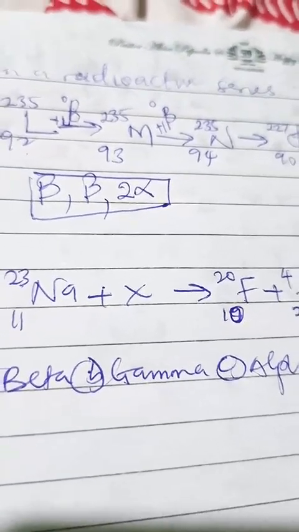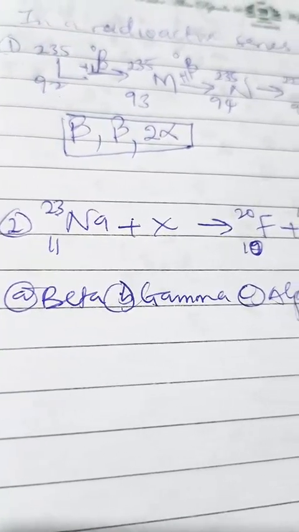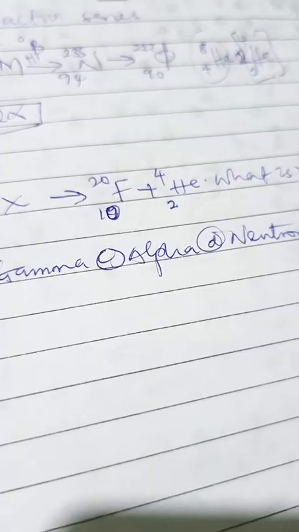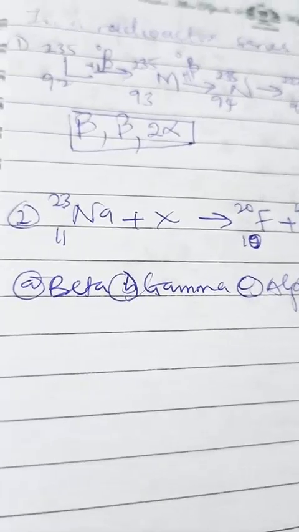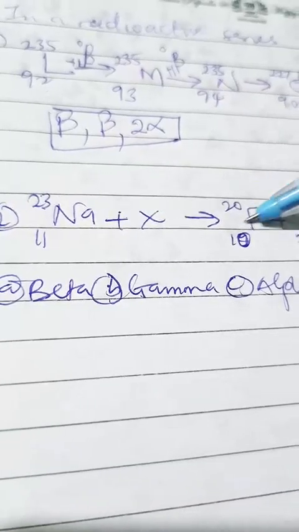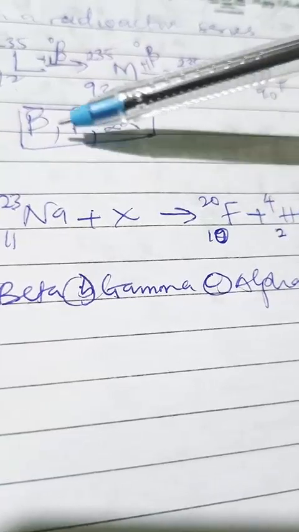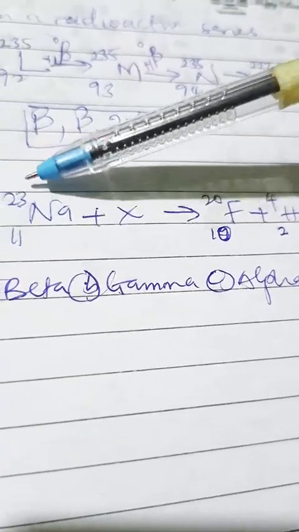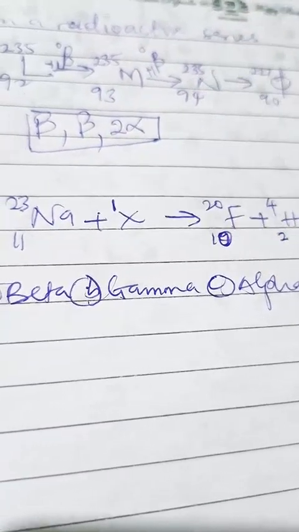Now the second one, it says sodium with atomic number 11 and mass number 23 plus X to give F with 10 and 20, that's fluorine, then helium 2 and 4. What is X? Remember the rule: the total mass number here will be equal to the total mass number here. The total atomic number here will be equal to the total atomic number. So what will I add to 23? 20 plus 4 here is 24. What will I add to 23 that will give me 24? Is 1. So here is 1.